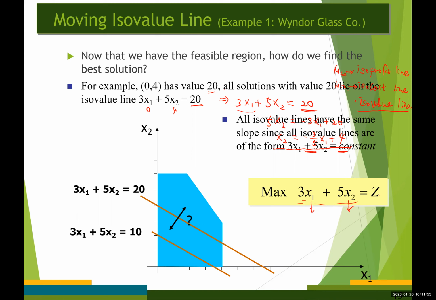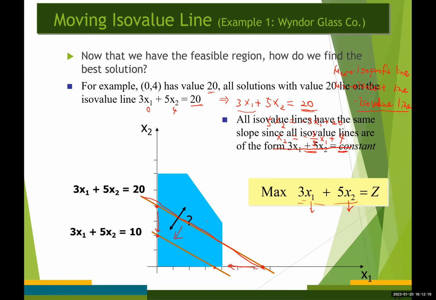So of course, in this case, the x1 value has been decreased from here to here. Likewise, x2 value has been decreased from here to here, okay? By moving this iso value line in this direction. Is that right? Okay.